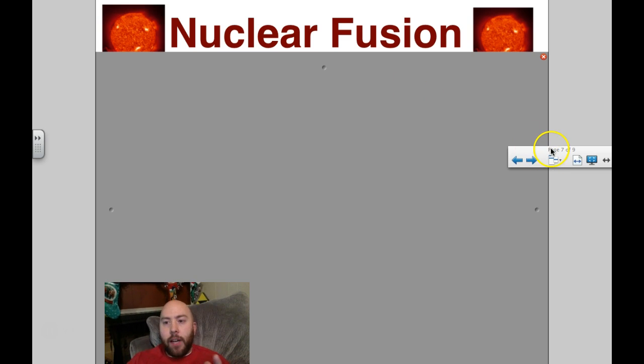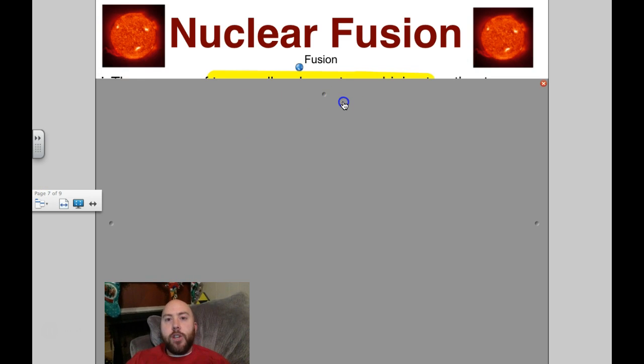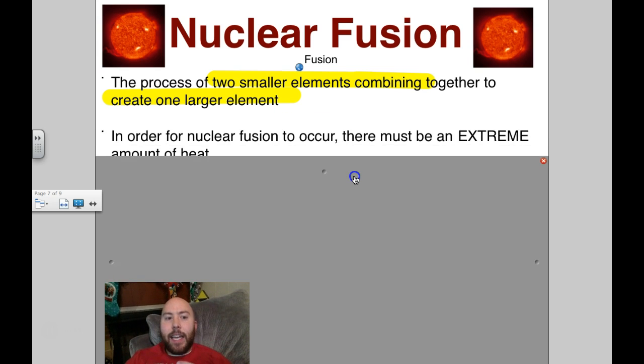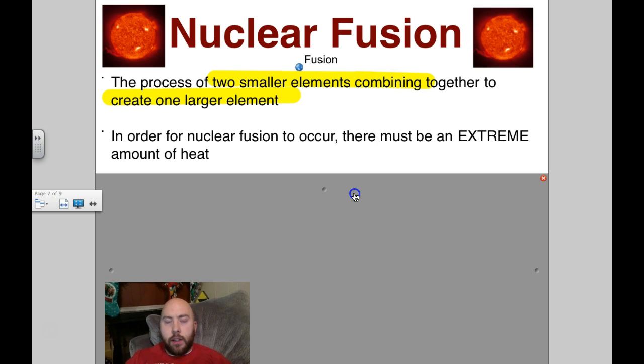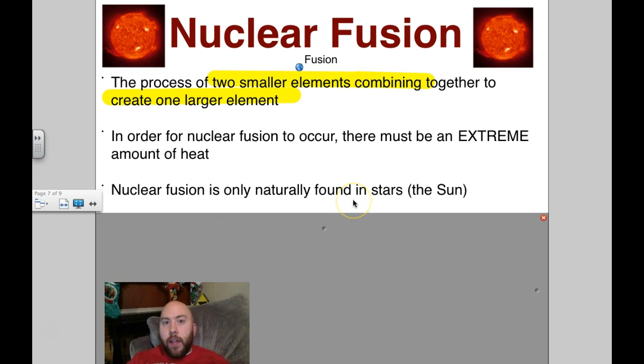Fusion. Maybe I know why it's easier, because I have this stupid analogy, which I'll talk about in a second. But fusion, when you fuse things together, is the process of two smaller elements combining to create a larger element. The only place this is typically found in nature is the sun, because in order for nuclear fusion to occur, there has to be tremendous, extreme, and I do mean extreme, amounts of heat.